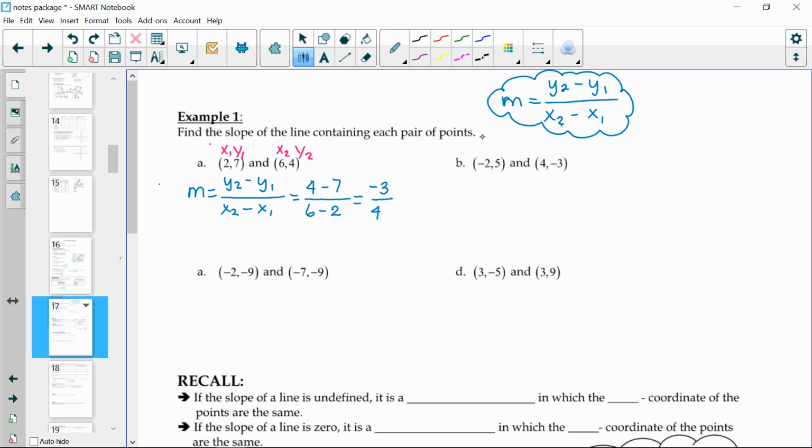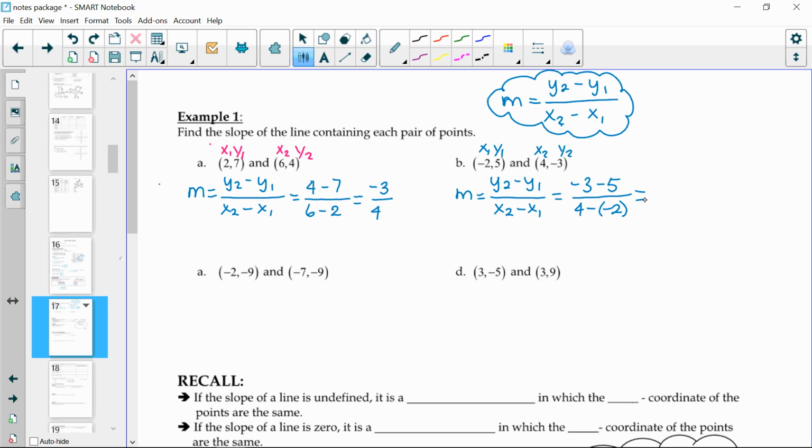I've got x1, y1, x2, y2. So again, my slope formula, y2 take away y1 over x2 take away x1. Okay, so my y2 is -3, take away 5, over 4, take away -2. Be careful, it is take away -2.